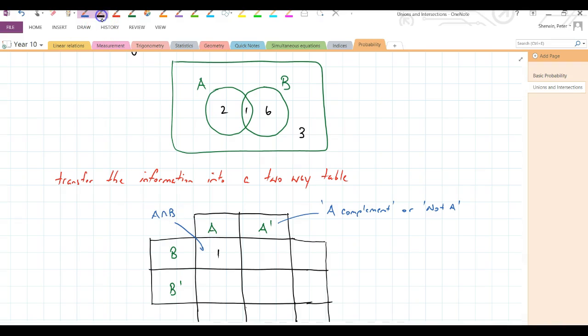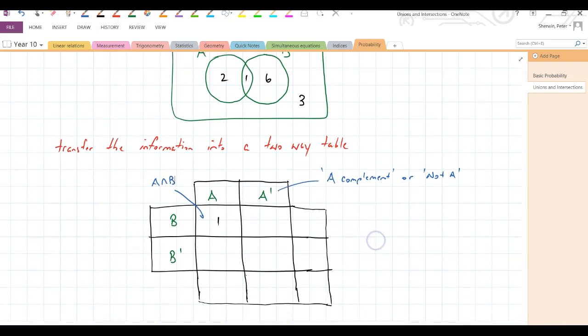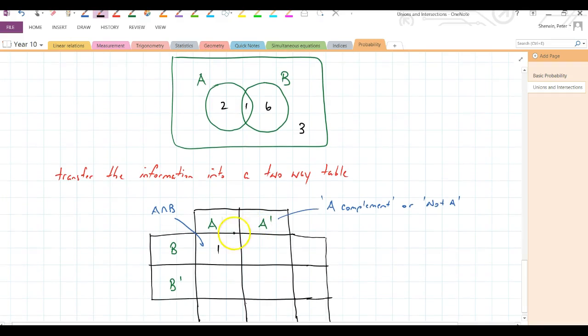Now over here, what else can we do? We've got A intersection B complement. So here, A intersection B complement. That's not B, so let's get outside of B. Everything outside of B, that's this 3 and this 2. But it's also got to be A. So that's just the 2 there. A intersection B complement, so the 2 goes in there.